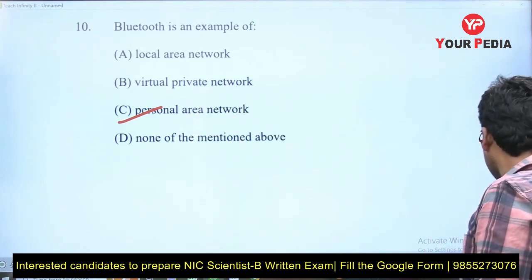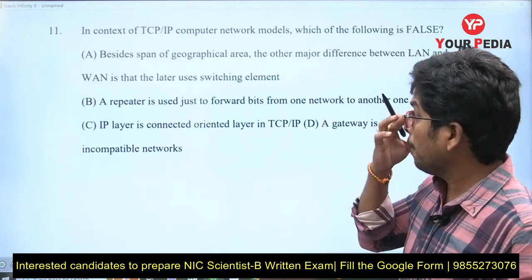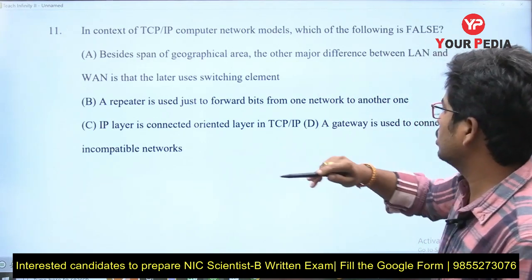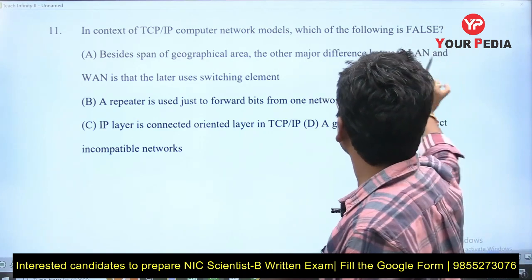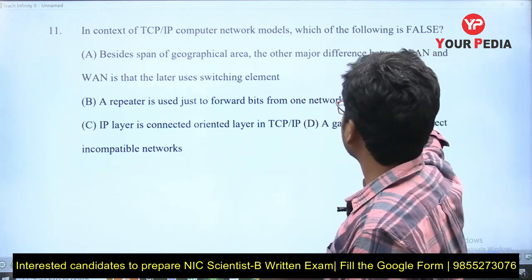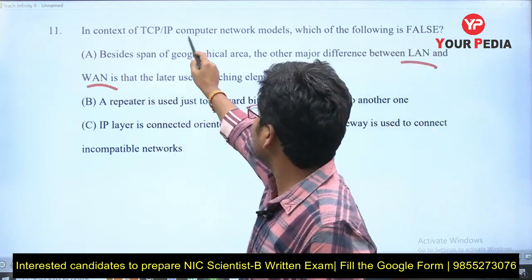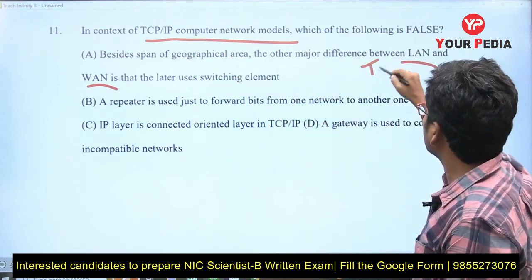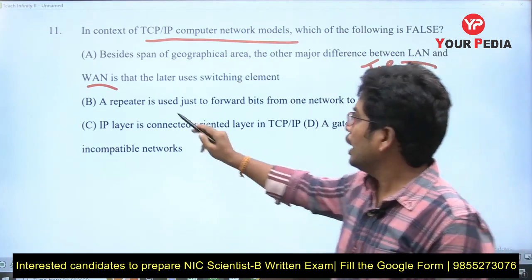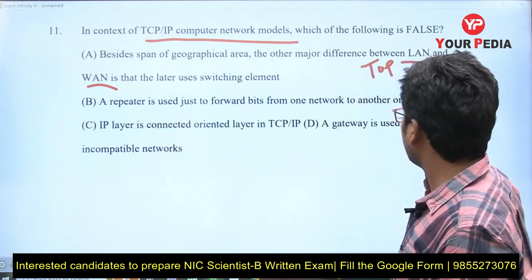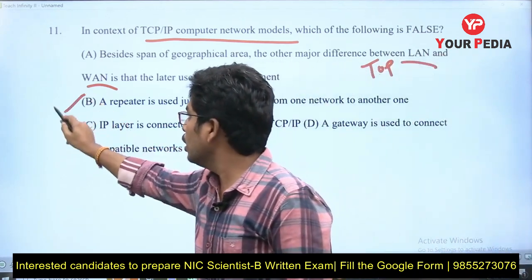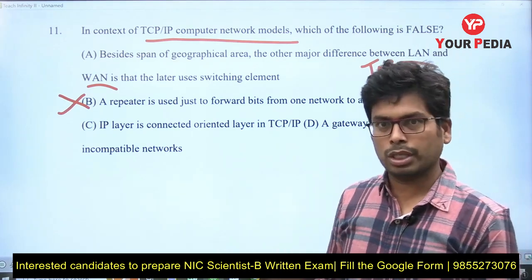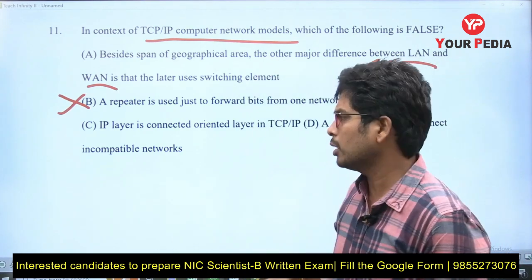Next, in the context of TCP/IP computer network models, which of the following is false? This we already discussed. We are not at all discussing LAN and WAN in the TCP/IP model, because that completely depends upon the topology, the network shape. The statement that a repeater is used to forward bits from one network to another is the wrong answer. Why? Because a repeater is used to strengthen the signal, not only to transfer bits. There are other devices like hubs and so on.